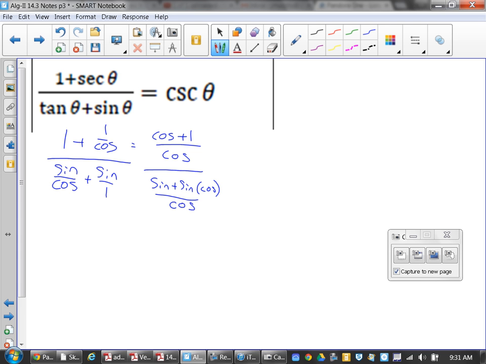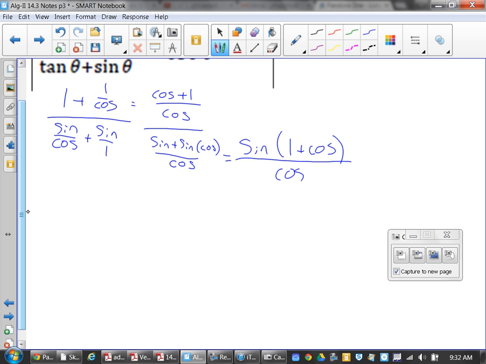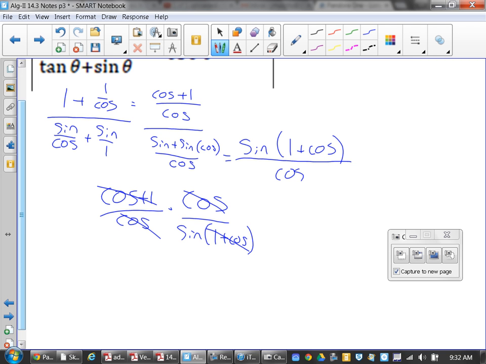So at this point, I'm just going to rewrite this as sine times 1 plus cosine all over cosine. Are we okay with that? Now what I'm going to do is take that lower denominator and multiply by its reciprocal. So I rewrite my first one, which was cosine plus 1, over cosine, times cosine over sine times 1 plus cosine. Do me a favor, don't write that as sine, because it's 1 over sine.